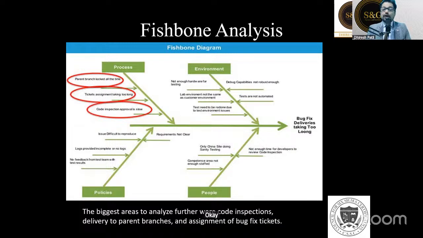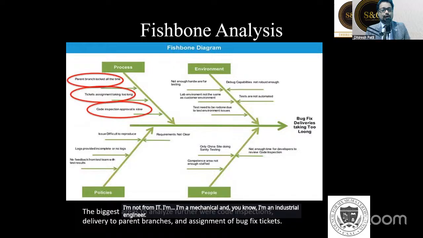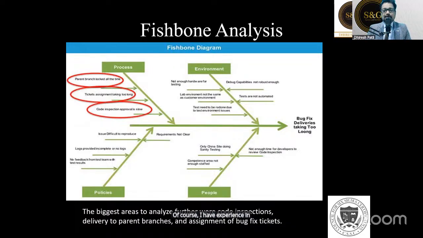Because we don't have the domain expertise, right? I'm not from IT. I'm a mechanical and industrial engineer. Of course, I have experience in a lot of industries, but domain specific expertise, every domain we cannot have. So we have to encourage the domain experts, their team members, to find out as many causes as possible. They have identified the causes, and the circled ones seem to be a little critical causes for them.